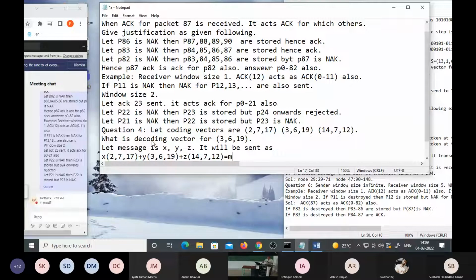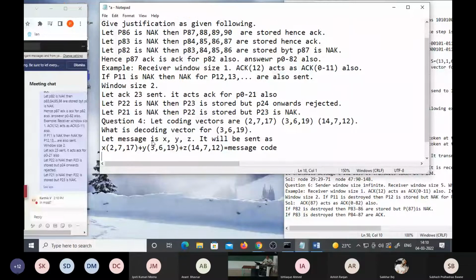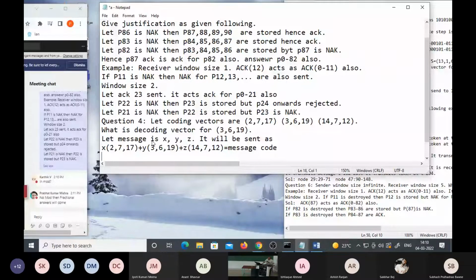For this, mod is not important. Is it correct? Mod is not important. There may be a mod or there may not be a mod. Suppose there is no mod, let us do without mod also. Mod has no role to play. It doesn't make a difference. Okay? Mod can also be written.